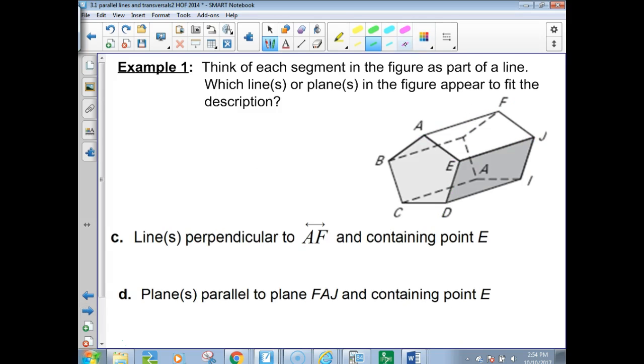The next one, we've got line AF. We've already highlighted that ED was the skew line to it, and that EJ was the line parallel to it. Now we want to find a line perpendicular to AF. If you were building this figure, you may not see it, but you have to make a right angle here. So it's going to be line AE. Perpendicular, a right angle is right there.